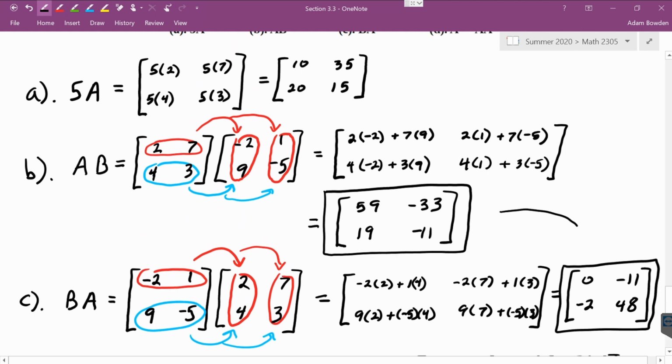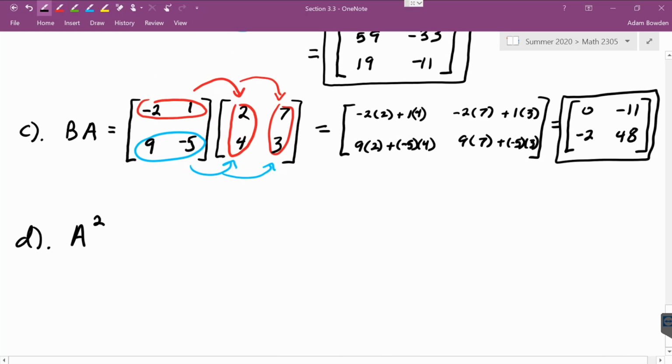Now one thing we do notice is here, after doing the multiplication either way, they're not the same. So what that shows to us is that matrix multiplication of this form is not commutative. A times B is not the same as B times A all the time.